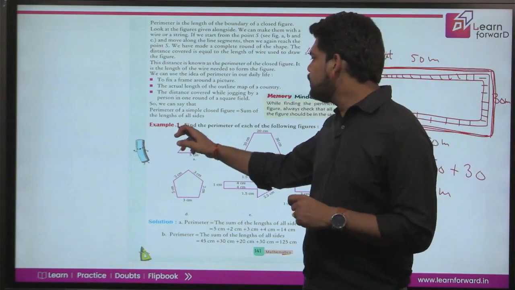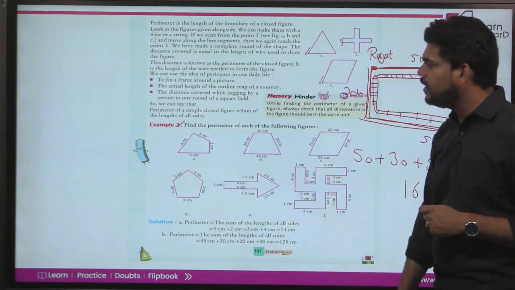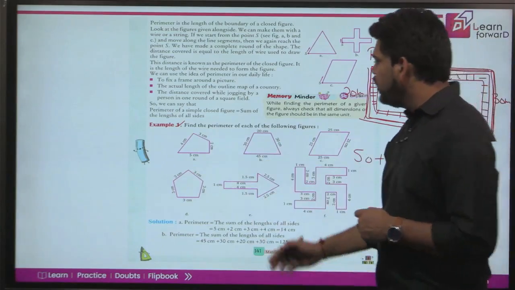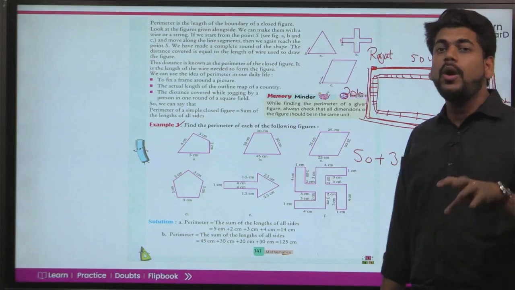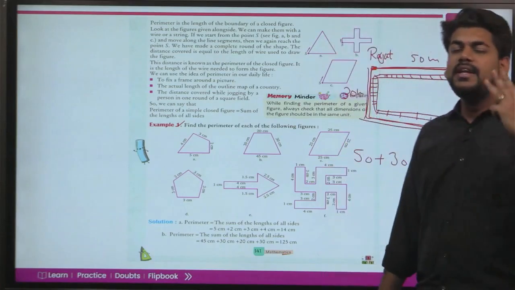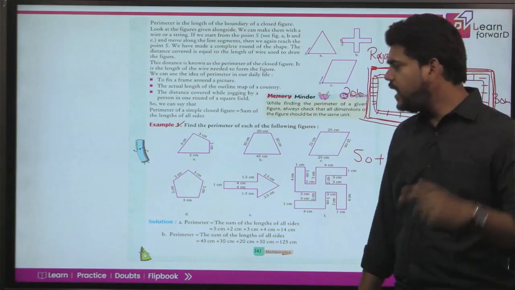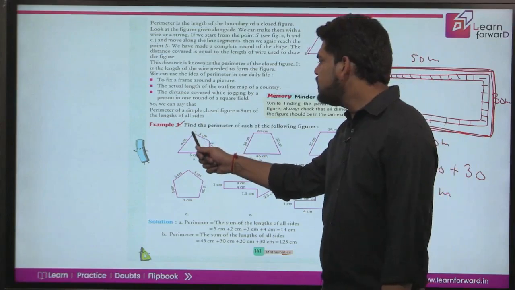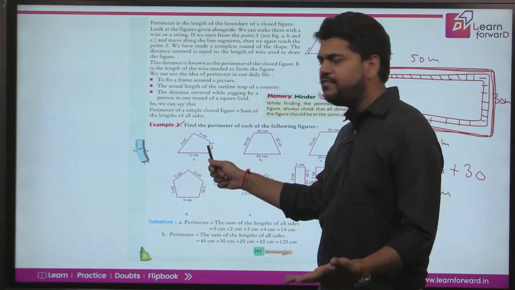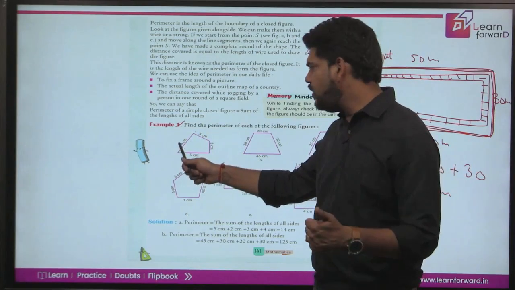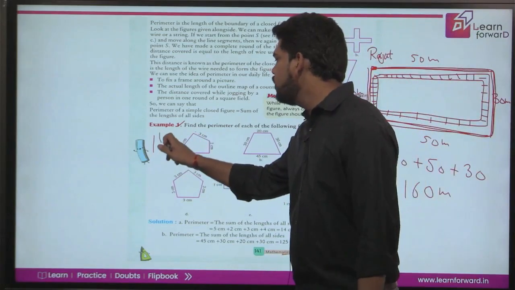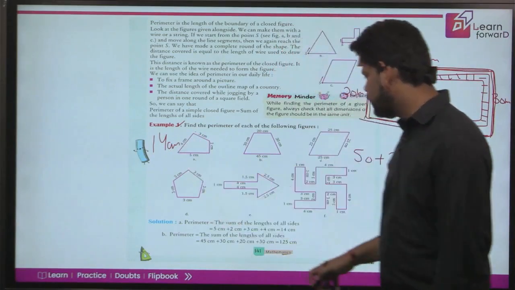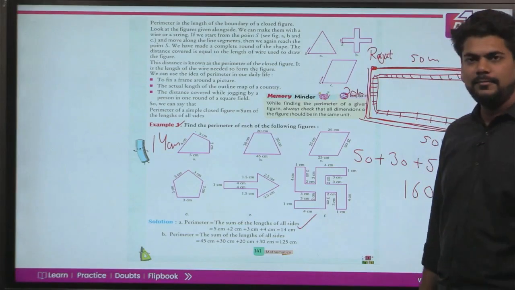Now the question is, find the perimeter of each of the following figures. First question, this is the four-sided figure. What do we call the four-sided figure? It's a quadrilateral. What do we call the three-sided figure? Triangle, right? So the perimeter is 3 plus 2, 5, 5 plus 5, 10, 10 plus 4, 14. So the answer of the first question is 14 centimeter and our answer is correct.